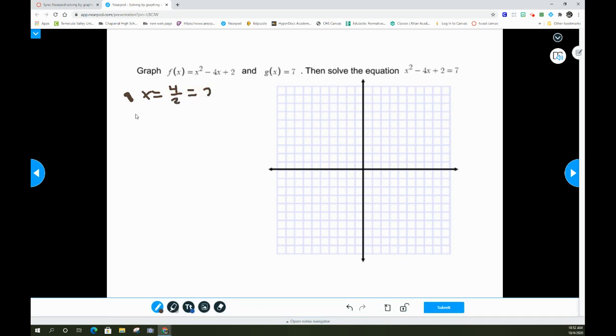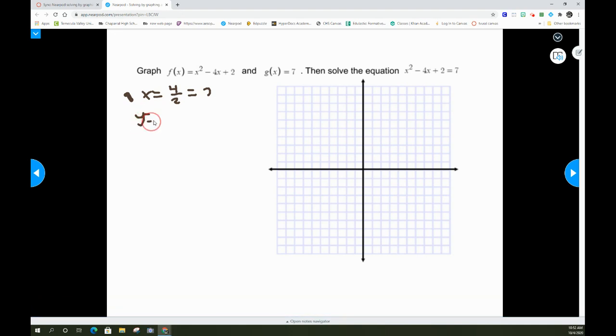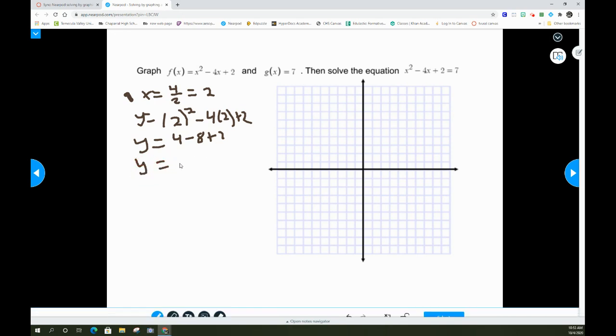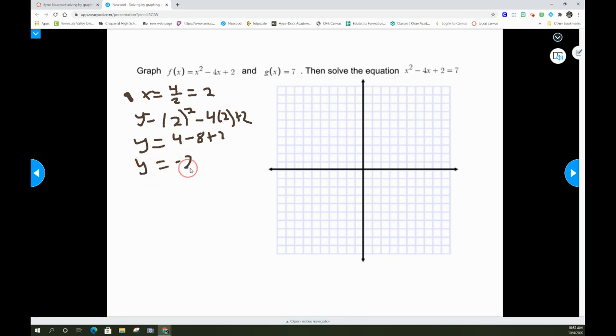So f of x is going to equal 2 squared minus 4 times 2 plus 2. So y equals 4 minus 8 plus 2. Negative 4 plus 2 is negative 2. So my vertex is (2, negative 2).